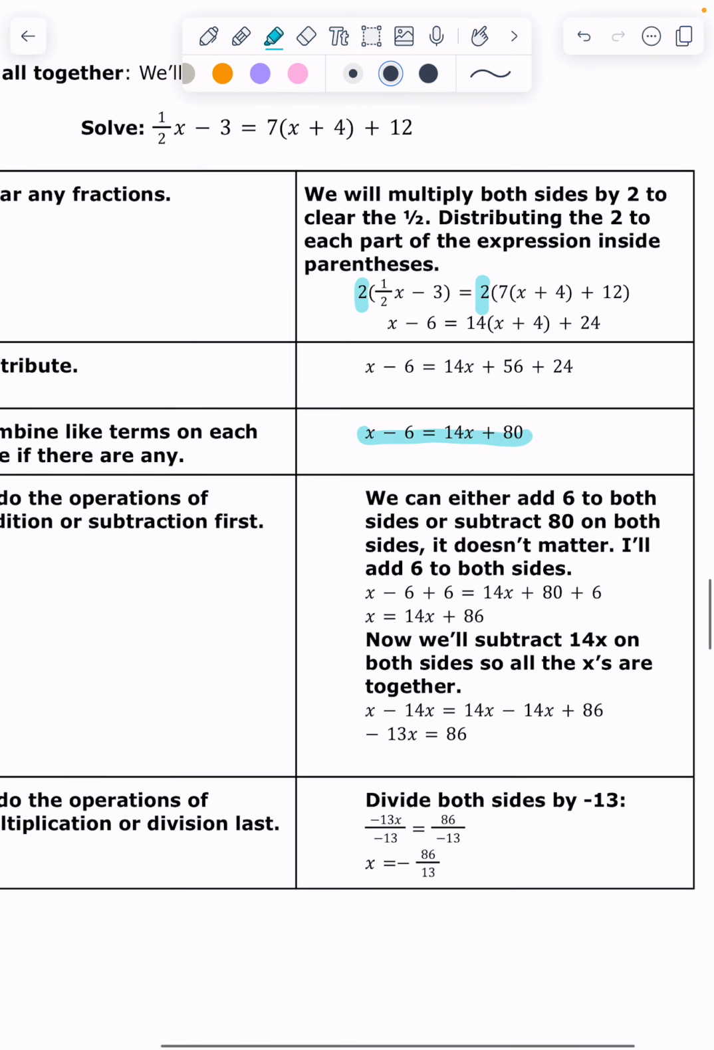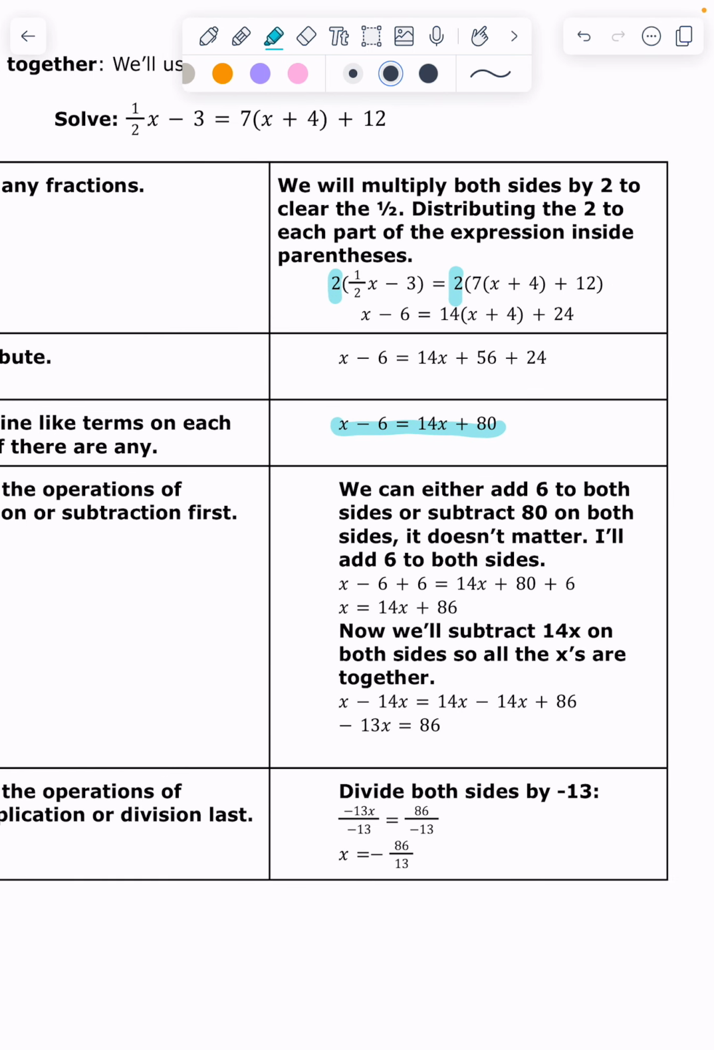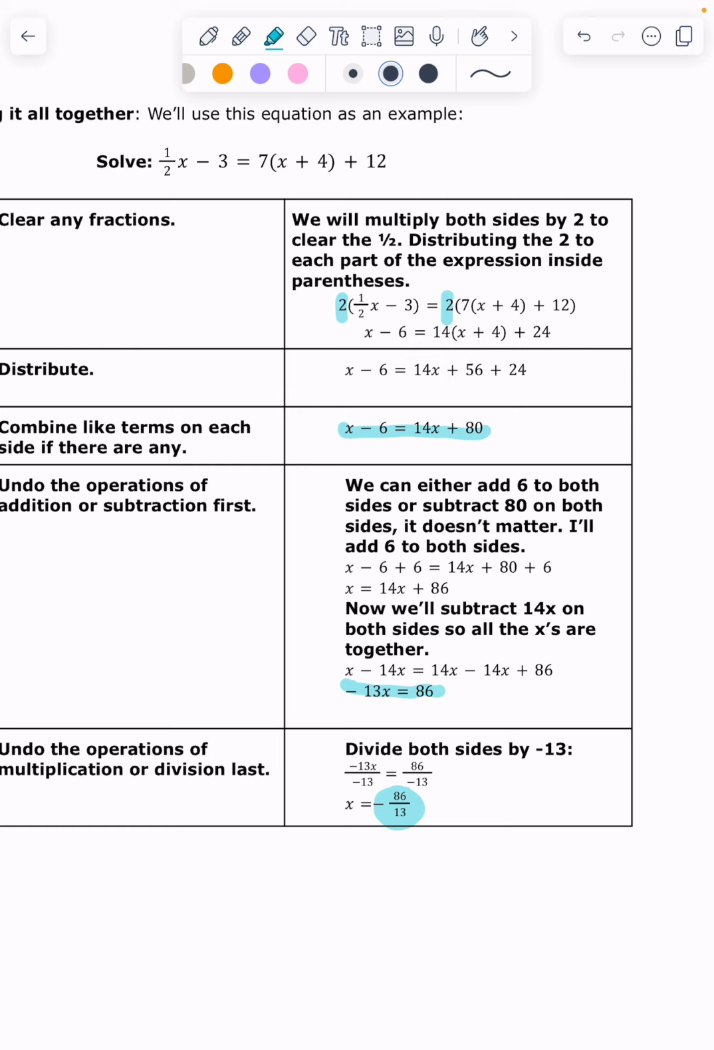So from here, it says you can either add 6 to both sides or subtract 80 on both sides. It doesn't matter. And I chose to add 6 to both sides. And then I subtracted 14x to get all my x's on the left. And then finally, when you get here, you get to divide, and this is your answer. If you get a fractional answer, just notice if your homework question is telling you to leave it as a fraction or if it's okay to make it a decimal. If you are putting it in as a fraction, make sure it's simplified all the way. Most calculators will do that for you.